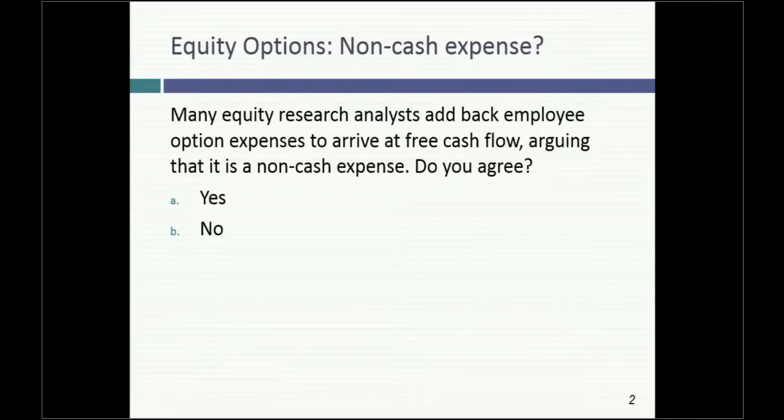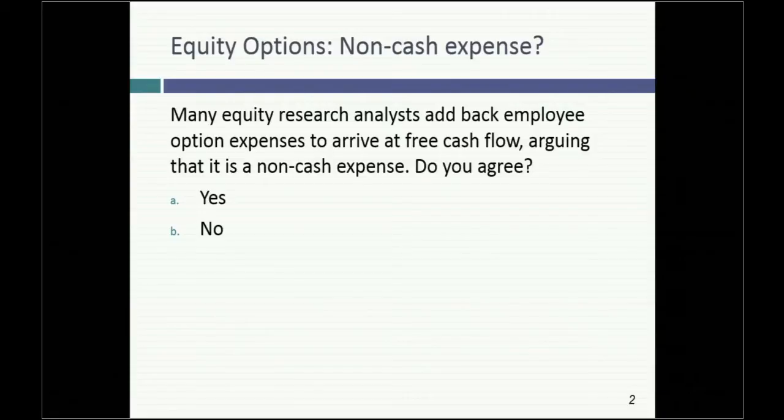And many analysts, when they look at companies, add back those options. Right now, if you look at accounting, you're required to expense those options when they're granted. So if you look at the income statement for a Cisco, one of the expense items will be options expense, and the income is after those expenses. Using the logic that those options are not cash, people add back the option expenses to report earnings before those option expenses. Do you think we should do that? And if not, why not?